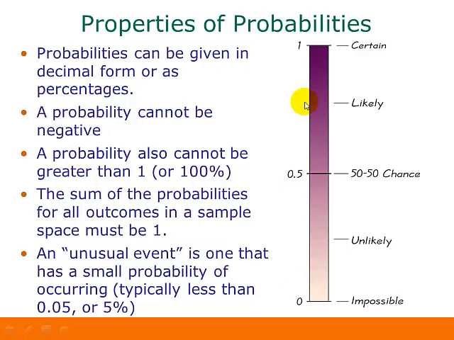Now the range of values we can have for probabilities, again, goes from 0 at the bottom up to 1 at the top. An event with a probability of 0 means that the event is impossible, that there is no way that it can happen. Whereas an event with a probability of 1 means that event is certain to happen. This would be the case when your event includes all of the outcomes in the sample space. And there's a whole range of values in between. For example, 0.5 or 50% means that there's a 50-50 chance that the event will happen, and so on.